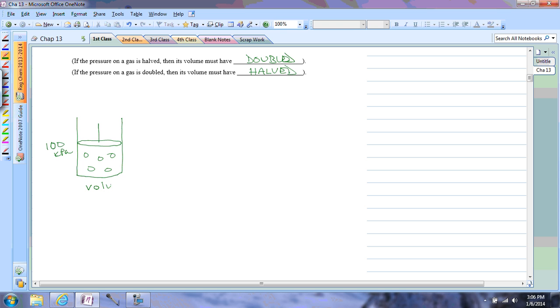With a volume equal to 1.0 liters. So what we're going to do is we're going to double the pressure so that the pressure is 200 kPa. What will the new volume be? Since you're doubling the pressure, you will get half of the volume. And the volume will equal 0.5 liters.